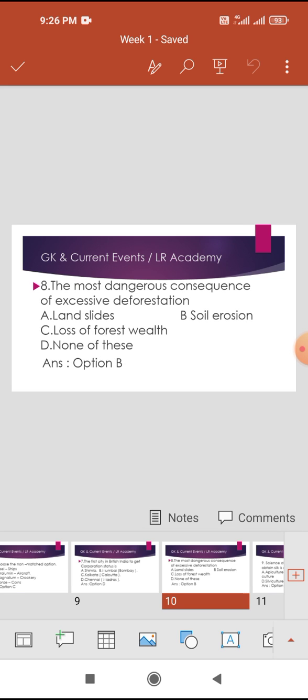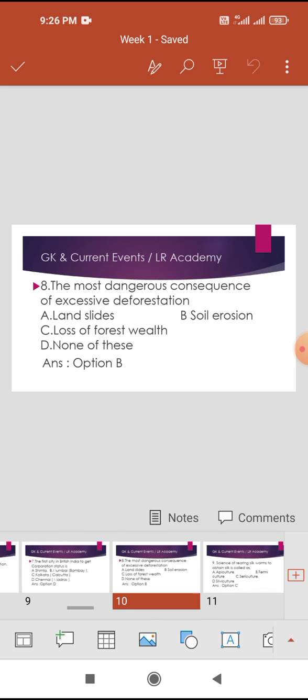Eighth question. The most dangerous consequence of excessive deforestation is, option A, landslide, option B, soil erosion, option C, loss of forest wealth, option D, none of this. Again, I repeat, the most dangerous consequence of excessive deforestation is, the right answer is option B, soil erosion.